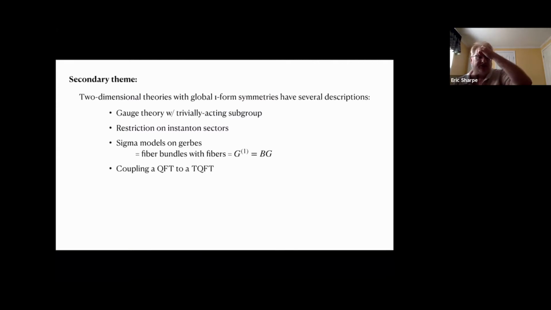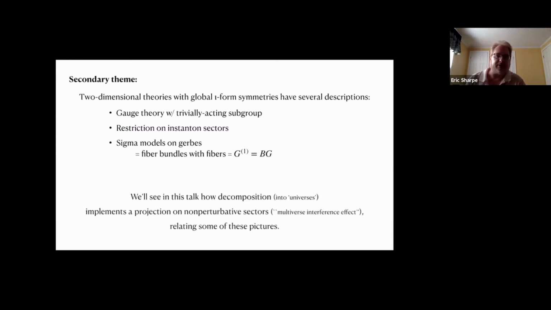And then finally, another description that's often popped up in the literature is in terms of coupling a quantum field theory to a topological quantum field theory, which is fine, but it's not something I'm going to have the time to talk about today. So as a secondary theme, one of the things I'll do is discuss explicitly how this decomposition I mentioned into what have sometimes been called universes implements that second description as a restriction on instanton sectors. Essentially, the restriction on instanton sectors pops up as what I laughingly sometimes refer to as a multiverse interference effect, as the contributions from the different universes interfere with one another, which relates some of these pictures.